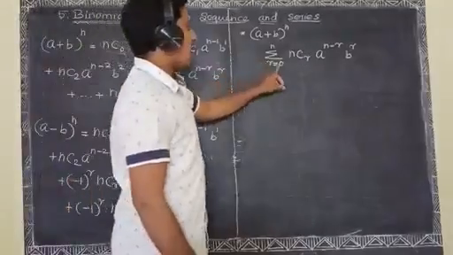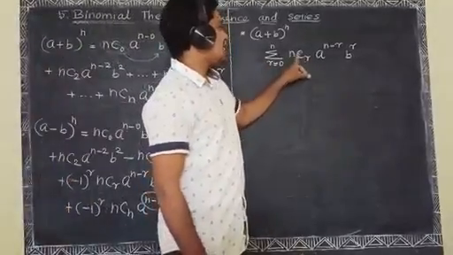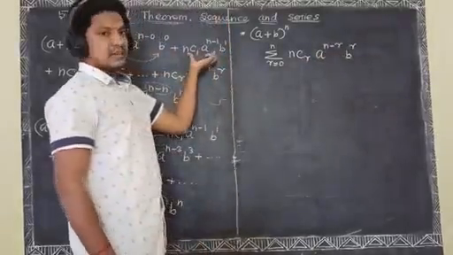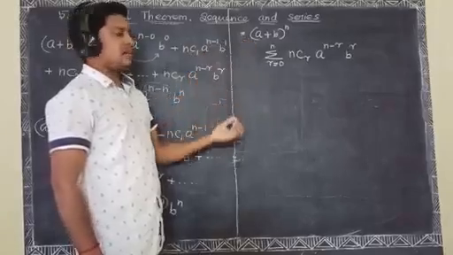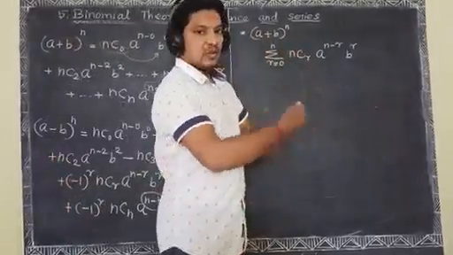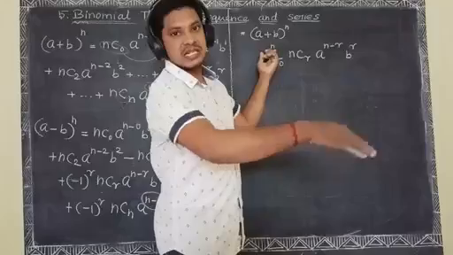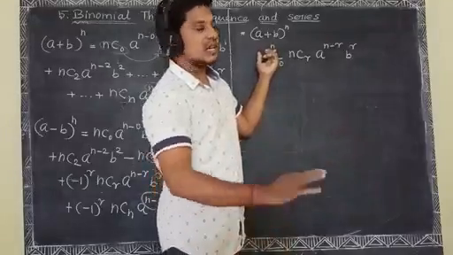Substitute r equal to 1, meaning nC1 a^(n-1) b^1. That is the second term of the expansion. Substitute r equal to 3, 4, 5, 6 up to the finite term n. That is the last term, that is the constant term.